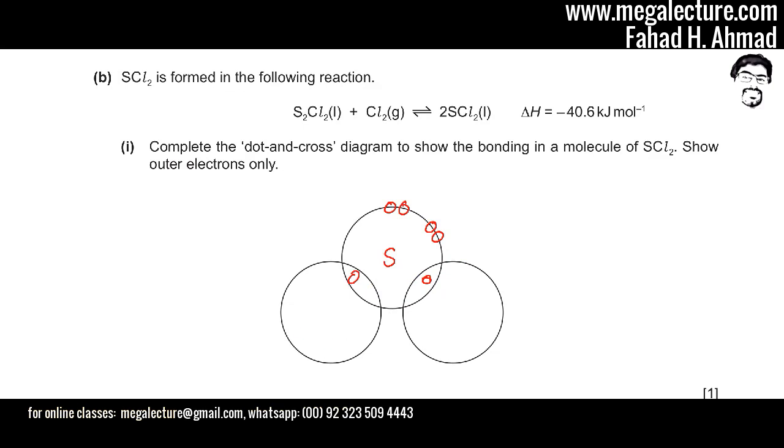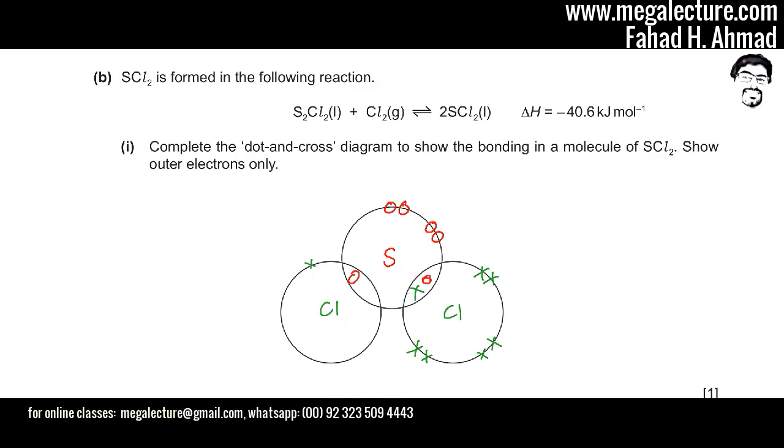And Cl is in group 7. I'm going to draw its electrons. I'm going to use the symbol crosses. So it's in group 7. It needs 1 electron. It shares only 1 electron.